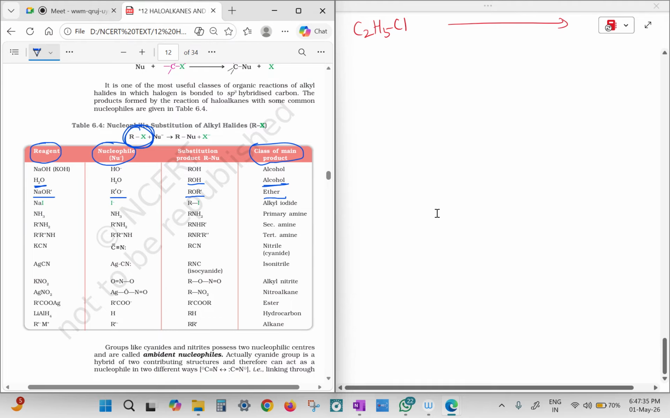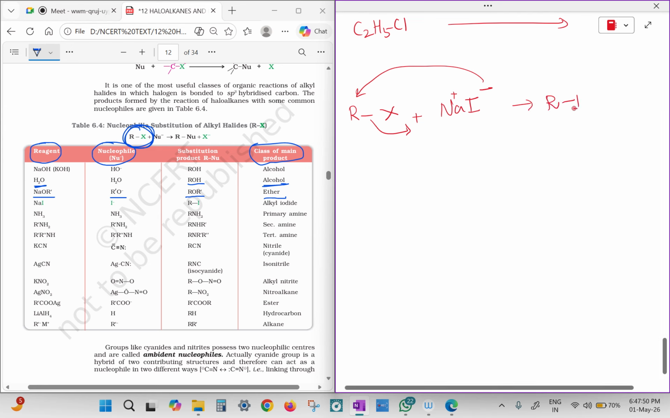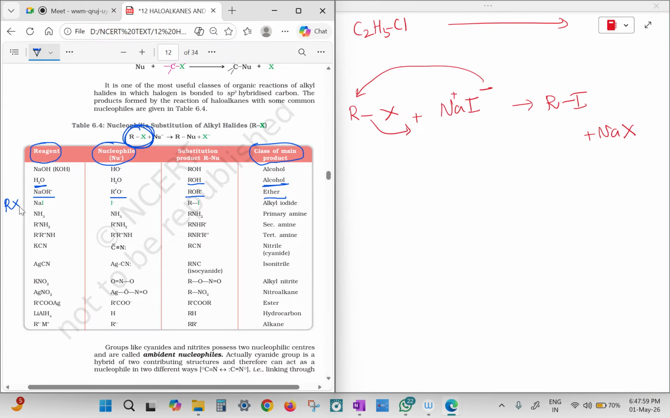Then you have got a number of options. This is your Finkelstein reaction. The next one is Finkelstein reaction. I minus goes and replaces the chloride or the bromide. You get RI plus NaCl or NaBr, or in simple NaX. So if you treat the RX with NaI, it goes for halogen exchange. I minus is the nucleophile. I minus attaches itself to the alkyl group and you get alkyl iodide.